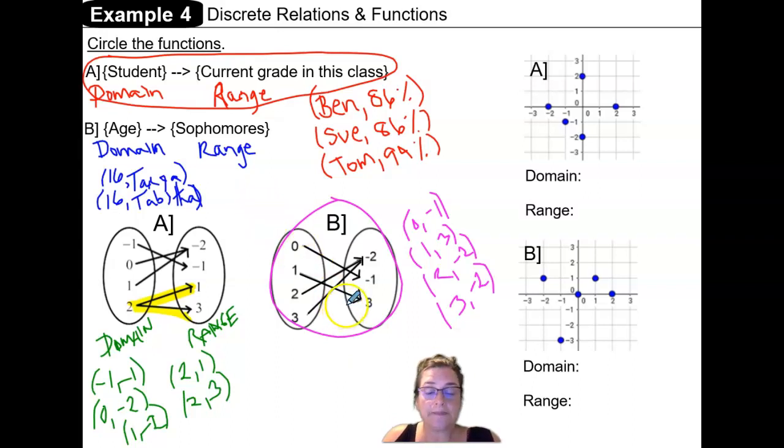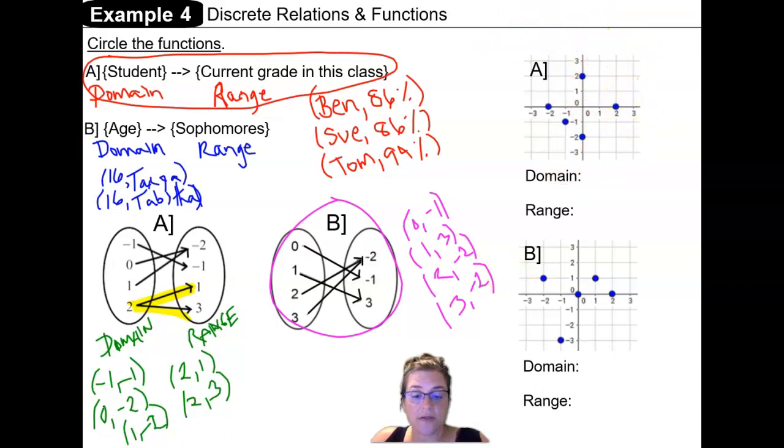Okay, so now in the last set of examples that we want to look at on this page, we have scatter plots. So everywhere there's a point is an ordered pair that's part of this relation. And whenever you have a graph of data, you can use the vertical line test in order to see if it is a function or not.